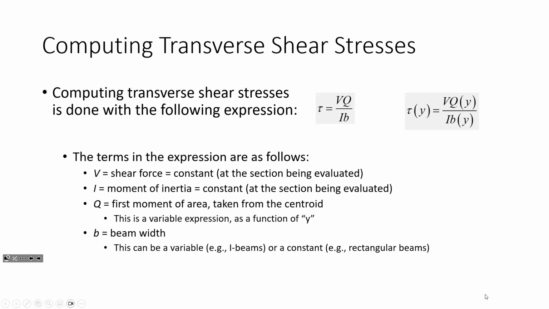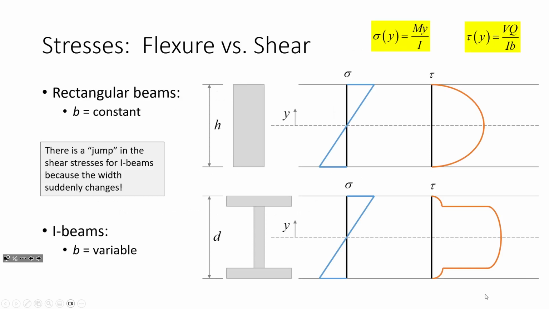Let's just think about this mathematically. So tau is the shear stress. What would happen to the shear stresses if B was really big and suddenly got very small? What would happen to the tau value if B suddenly decreased in value? What would happen to tau? It would go up, right? The shear stresses would suddenly increase if B were to suddenly change in width. Does that happen in the real world? Yes, it does. It happens in I-shaped cross sections.